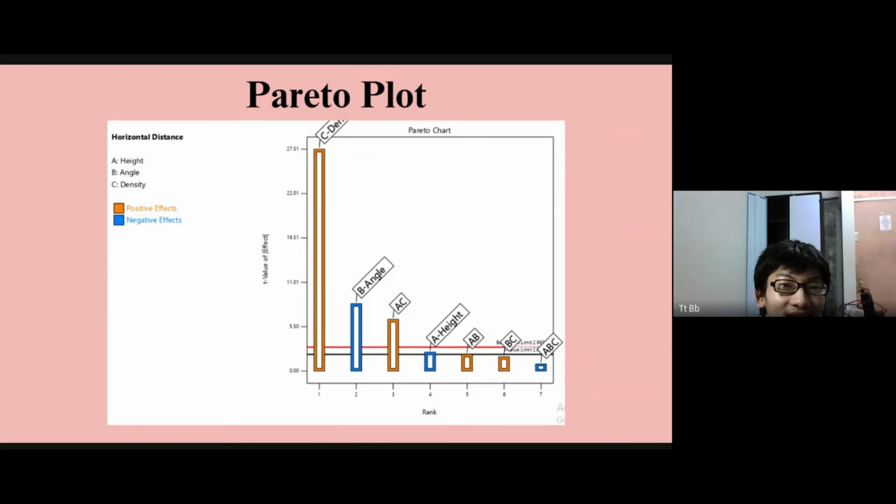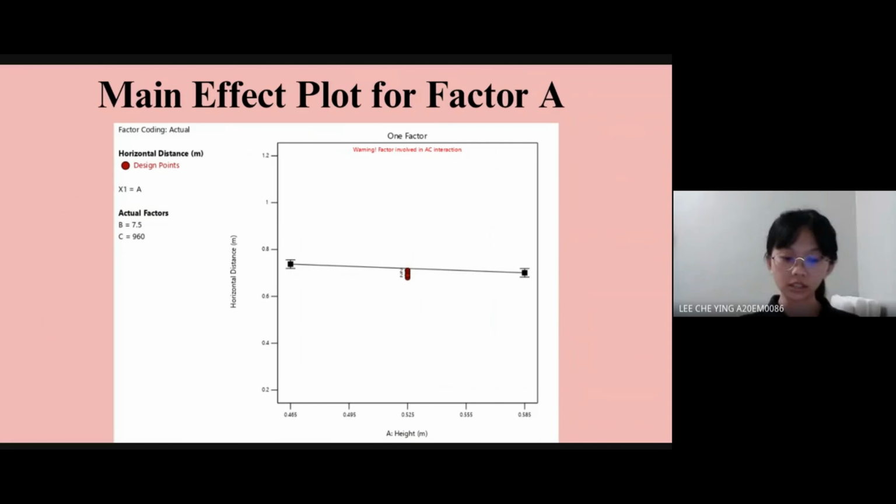Next page. This is the Pareto plot for the t value for our experiment. We can see that the highest t value is factor C, followed by factor B, then factor AC, AB, BC, and ABC. So this is the main effect plot of factor A, which corresponds to the graph of horizontal distance against the height. Based on this graph, it shows the height has a slightly negative effect on horizontal distance, and an increase in height will cause a decrease in the horizontal distance.